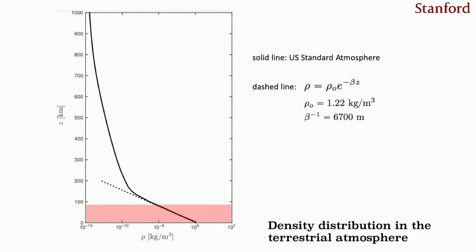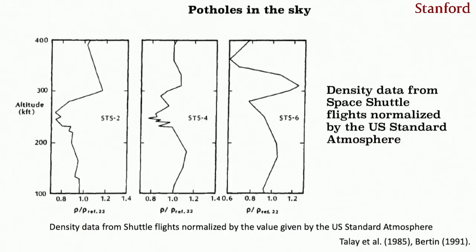This black line that you have on the screen is, as I said, obtained from a database called the US Standard Atmosphere, that you can Google and download, and for instance obtain the properties at any altitude in the terrestrial atmosphere. But this is a sort of an average number for the density based on measurements and calculations. So in a realistic atmosphere, the density may depart from those standard values that the US Standard Atmosphere gives you.